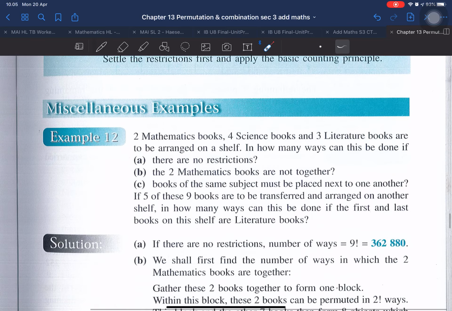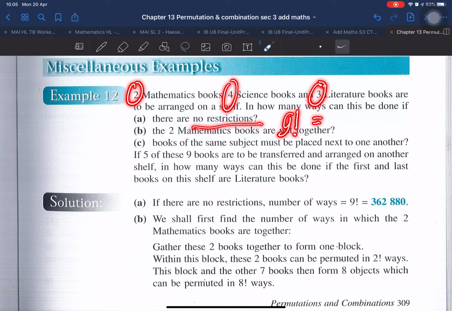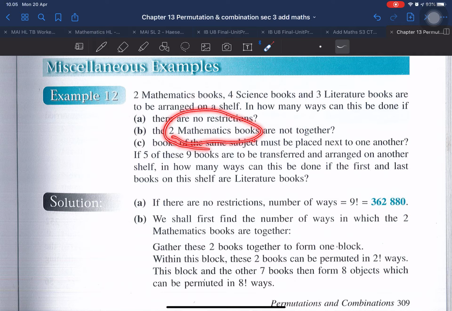Okay, now here I'm going to explain about mathematics books. So there are 2, 4, and 3 different subjects. How do we arrange them without any restriction? To do that, 6 plus 3, which is 9. Arranging 9 different books is just 9 factorial. The answer is this. Now, next, the 2 mathematics books are not together.